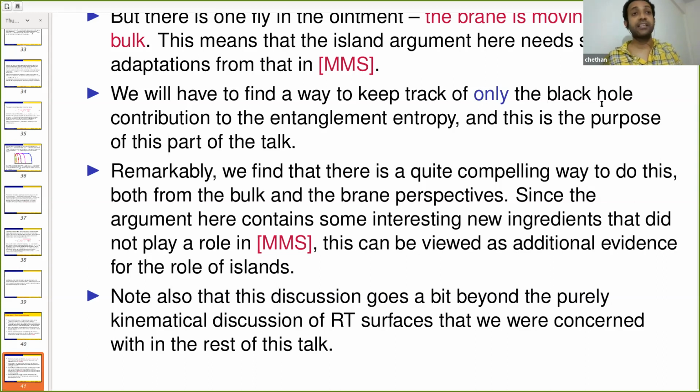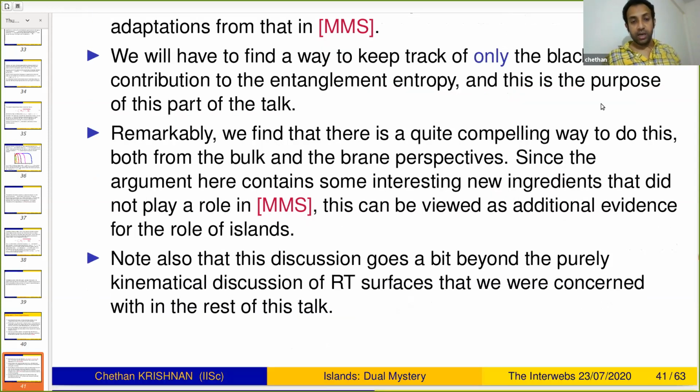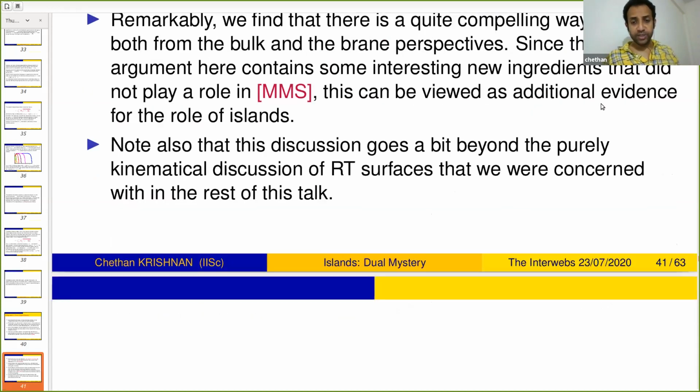So the question is whether we can actually do it in a systematic way. That's not obvious. If you can't do that, then finding these extremal surfaces is fundamentally not very interesting, because the only entanglement entropy that the system is aware of is the one which includes both the cosmological contribution as well as the black hole contribution, and we don't know what to do with that.